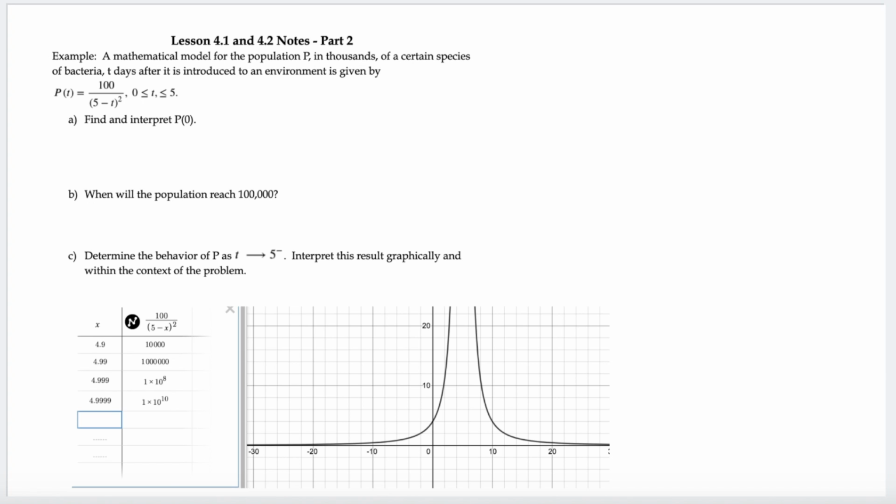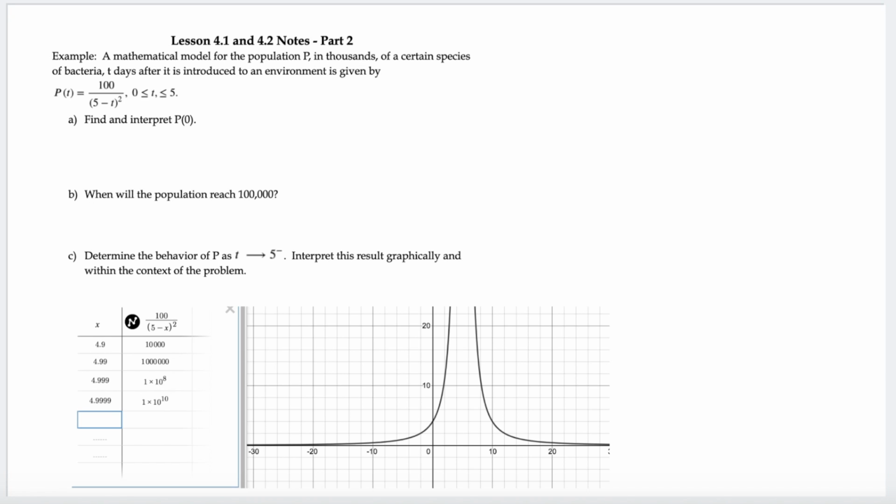It says that a mathematical model for the population P, notice that P is in thousands, of a certain species of bacteria, T days after it is introduced into an environment, is given by this function, where time is between 0 and 5 days. So in the graph below, it is significantly larger than our domain, but I wanted to show you what the picture would look like. Let's find and interpret what is P of 0.